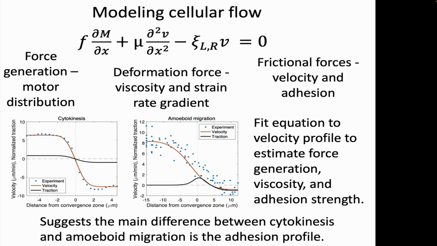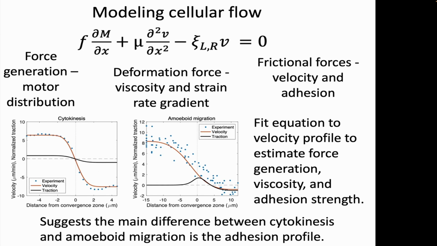And the approach here is relatively simple. We have our experimental data shown, for example, on this plot as blue points. And then we go in and fit this model to the data. And from that, we can back out our traction forces, we can back out the distribution of motors in the cell and the viscosity of the cell to put together a mathematical model that describes both of these. And in doing so, the equation suggests the main difference between cytokinesis and ameboid migration is the adhesion profile.